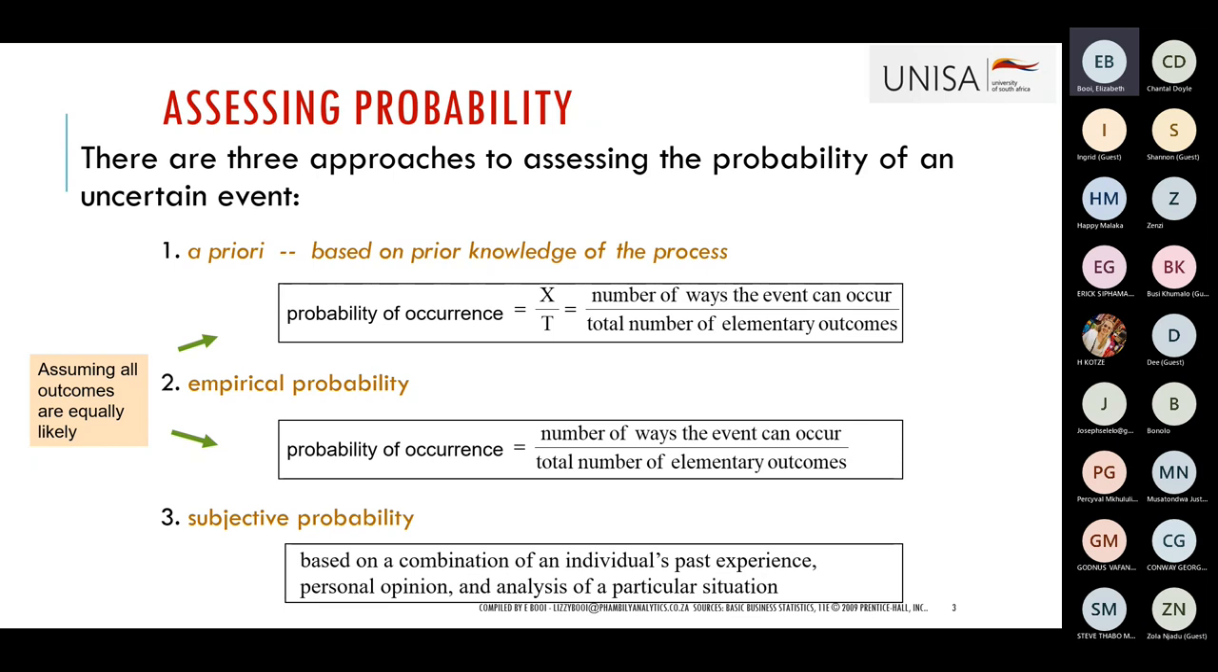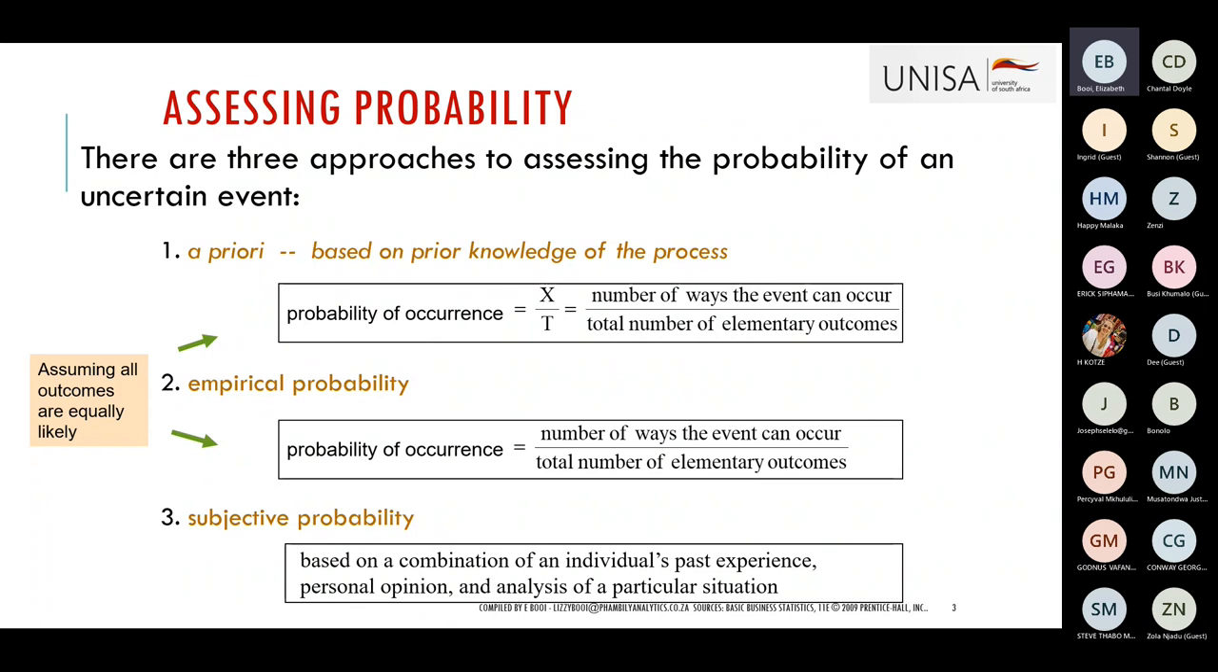And empirical probabilities also use your prior knowledge, and you will calculate it the same way: the number of ways the event can happen, which are your outcomes, divided by the grand total or the sample space, the total number of outcomes that you have. And a subjective one is based on a researcher's own opinion. So you can have your own opinion that it might be a 70% chance that the sun will come out or that it's going to be raining, and all that.